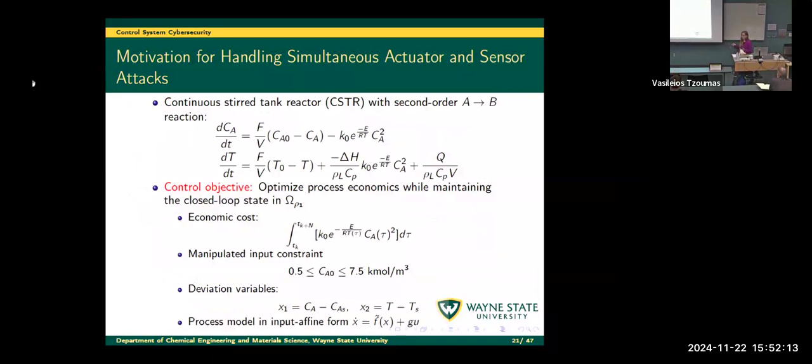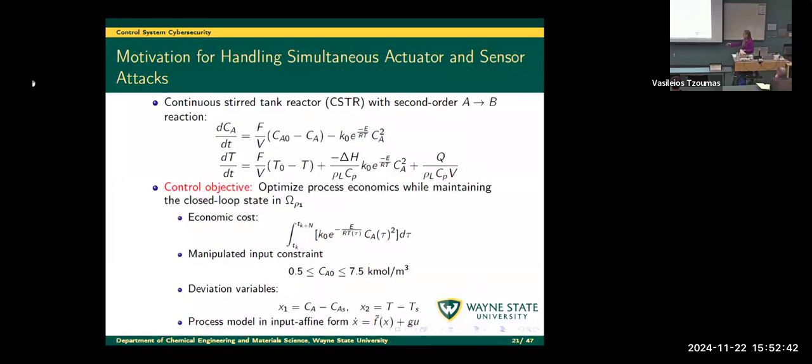In order to look at this, we're going to consider our continuous stirred tank reactor with a second order A to B reaction. And we have the dynamics shown here. Then our control objective is to optimize our process economics while maintaining the closed loop state in a safe operating region. So here is our economic metric. This is the time integral of the reaction rate. So this should represent some level of production.